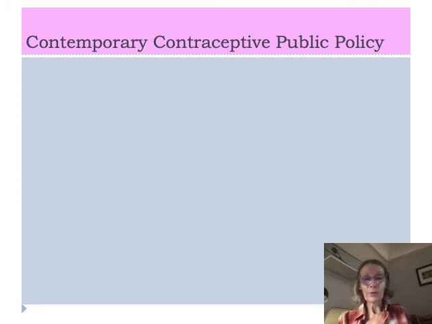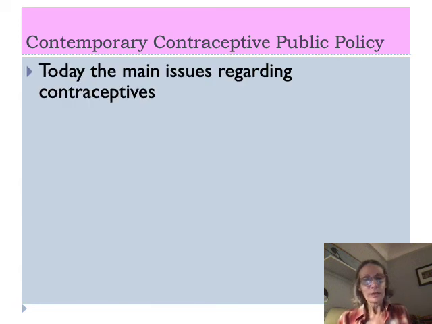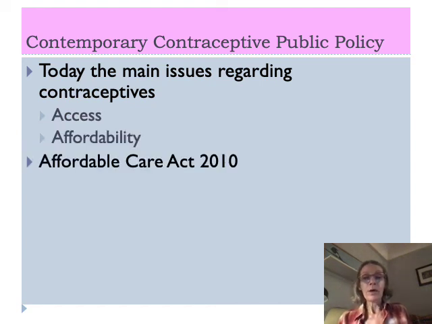So following Griswold versus Connecticut and the constitutional establishment of the right to privacy, you have a constitutional right to use and access and have information about contraceptives. So today, the main policy issues regarding contraceptives have to do with access to contraceptives and the affordability of contraceptives. Now, under the leadership of President Obama, when he was president of the United States, Congress passed Obamacare, which you all are sort of familiar with. It's known as the Patient Protection and Affordable Care Act of 2010.